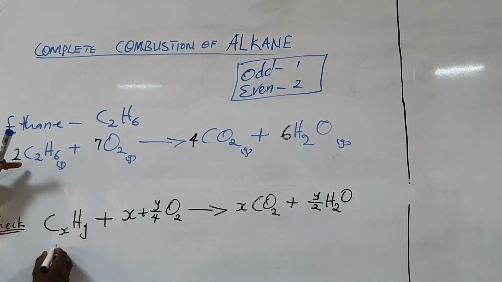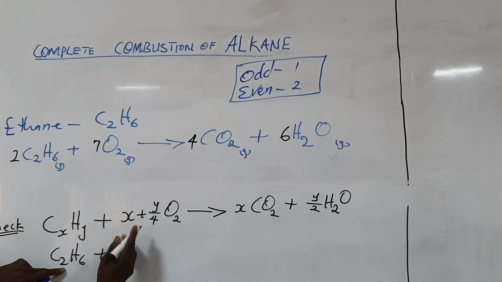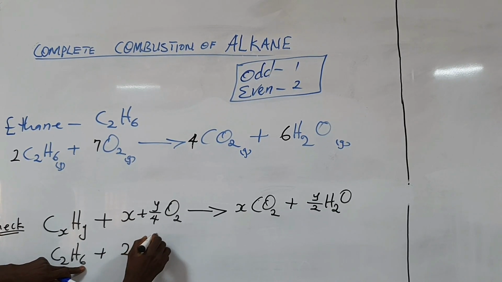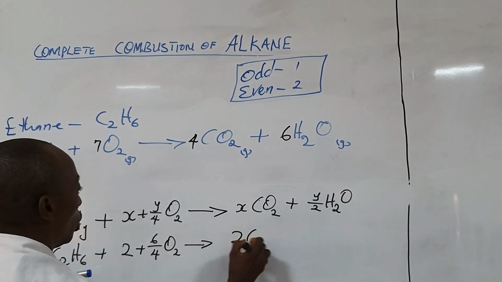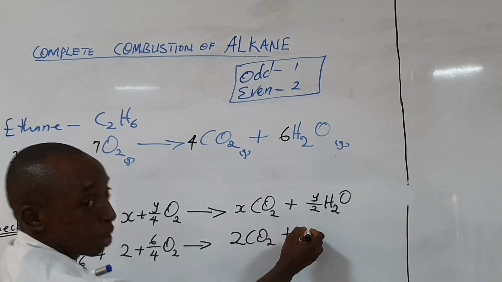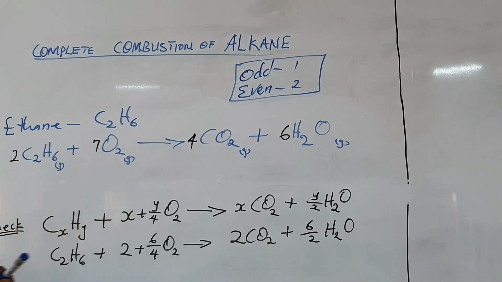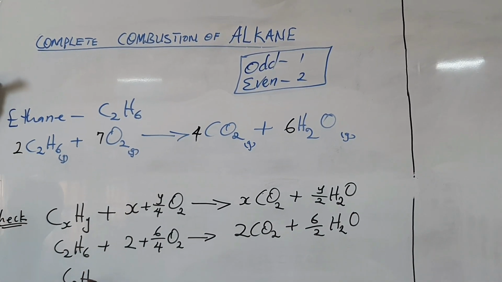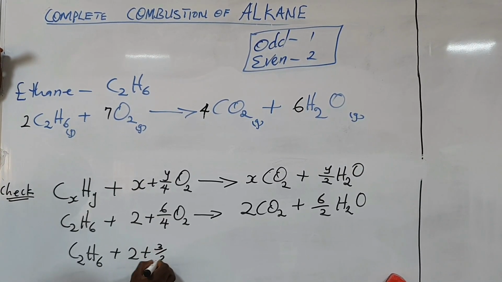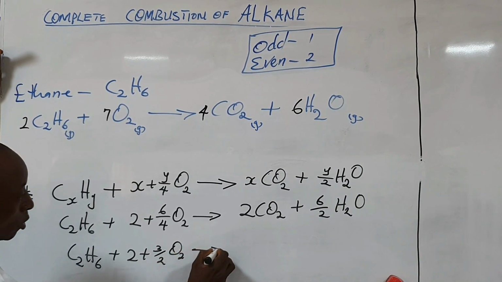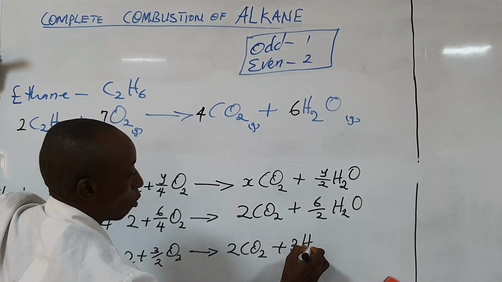Yes, let's try to do that. C2H6 plus X stands for 2, 2 plus Y stands for 6, 6 over 4 of oxygen atom to give you X stands for 2, 2CO2 plus Y stands for 6, and that is 6 over 2 of water molecule there. Now, this stands as 6 plus 2 plus 3 over 2 oxygen atoms to give you 2 moles of carbon dioxide and 3 moles of water.